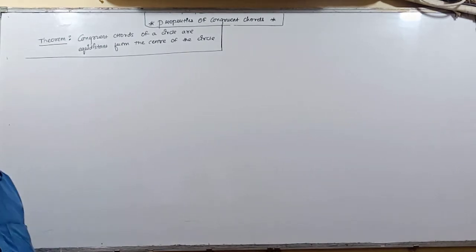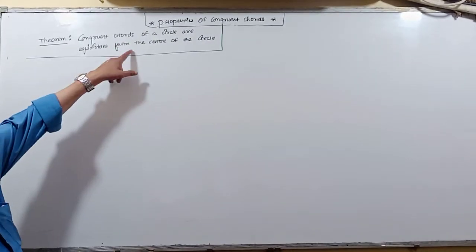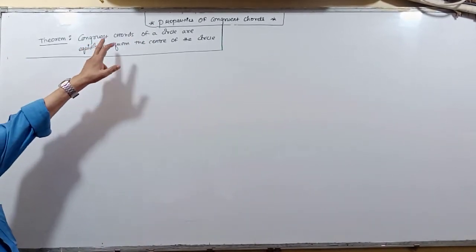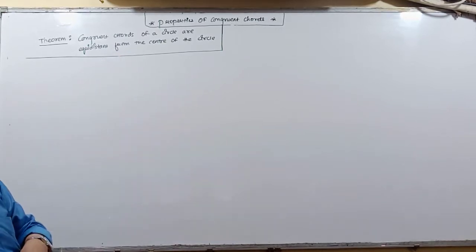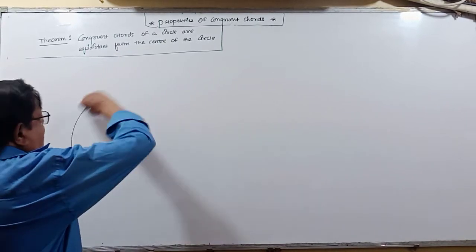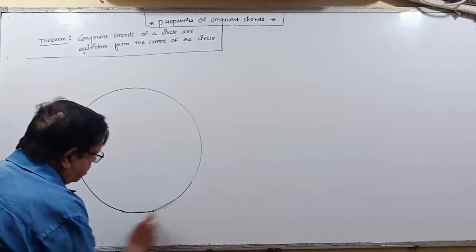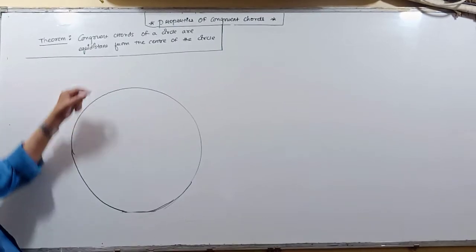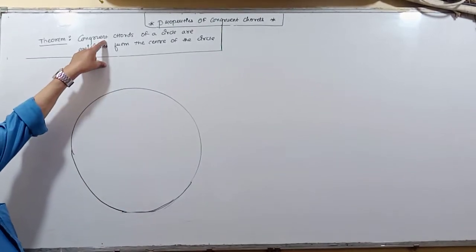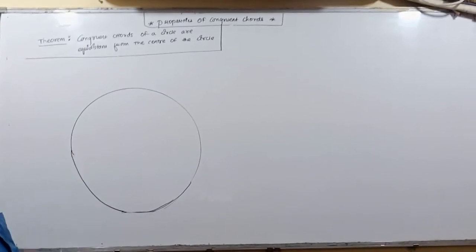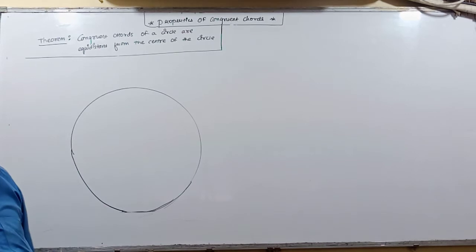Okay, my dear students, let's prove the properties of congruent chords. Congruent chords of a circle are equidistant from the center. So, एक सर्कल बनाया, nice looking circle हो गया हमारे लिए. Now, congruent chords of a circle are equidistant from the center. So, इसको मैं थोड़ा सा मेरा भाषा में modify करके equal chords are equidistant from the center.